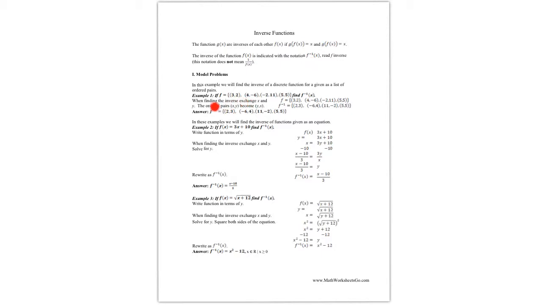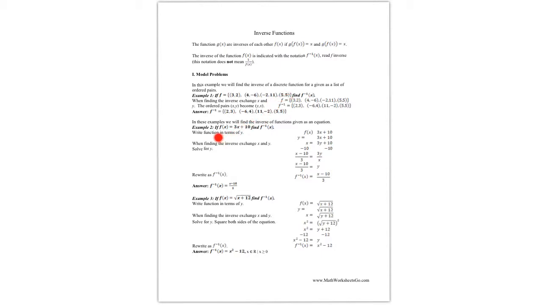What they point out here in example 1 is that simply the inverse of a set of ordered pairs is to switch the x and the y of the ordered pairs. So (3, 2) is (2, 3). (4, -6) is (-6, 4), and so on.